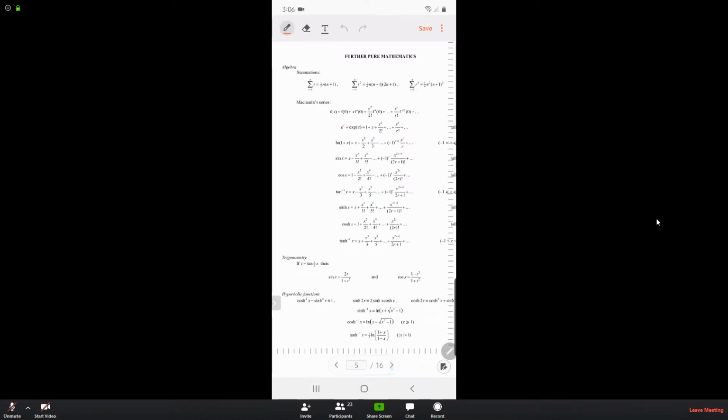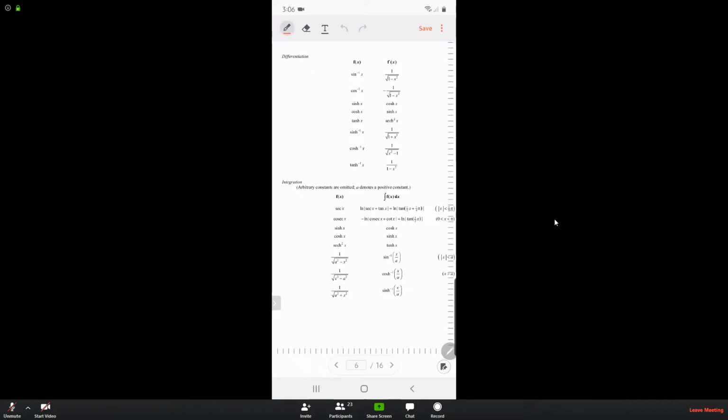Then after that, for the next two pages, which is page 6, for the differentiation, all this I covered already.